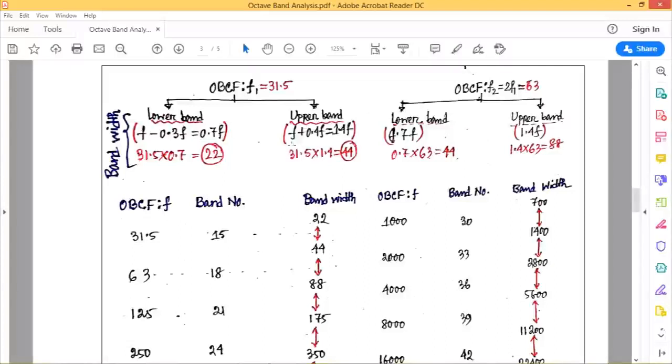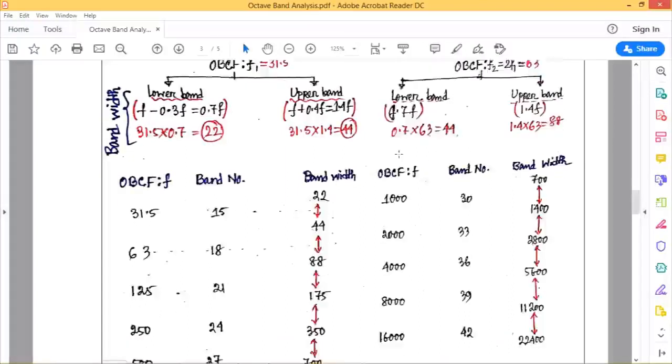From these two calculations, you can see that the upper band of the previous central frequency is equal to the lower band of the next frequency. Why? You can see 44 is the value of the upper band calculated for 31.5, and 44 is the value of the lower band calculated for 63. So the upper band of a central frequency will be equal to the lower band of the next octave frequency.